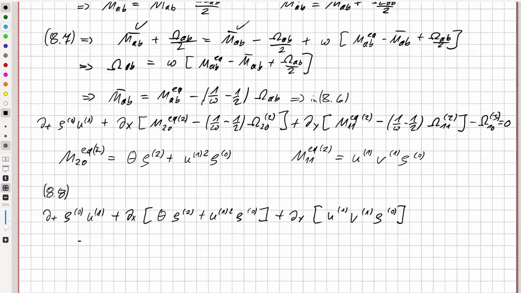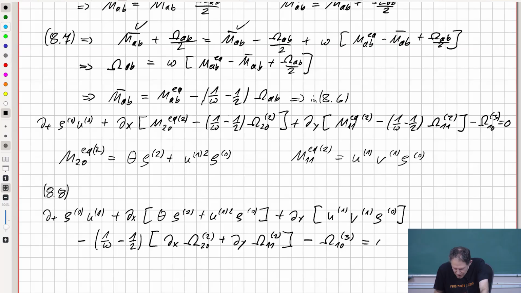Now comes the non-equilibrium part, minus 1 over omega minus 1/2. So the Hénon correction times dx omega 20 to second order plus dy omega 11 to second order, minus omega 13 to third order. All of this is equal to 0. Now we have to know what this omega 20 at second order is.